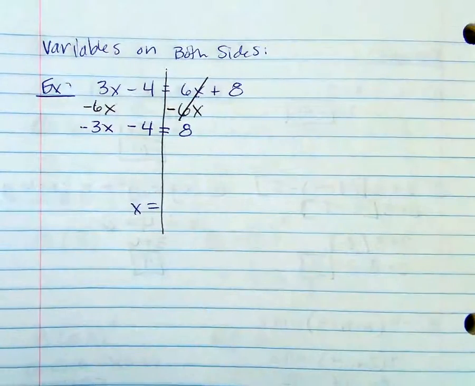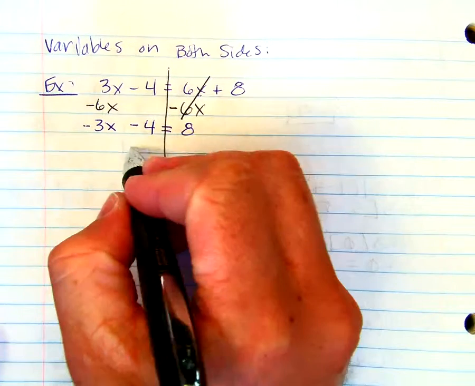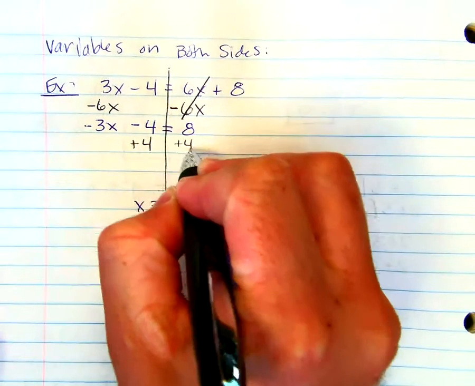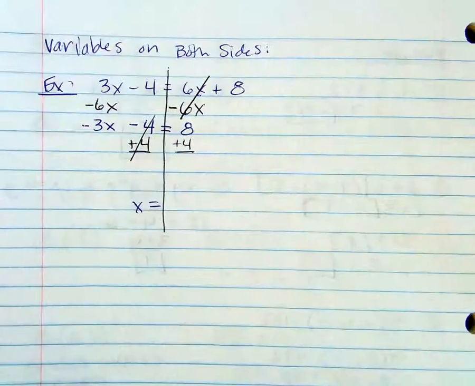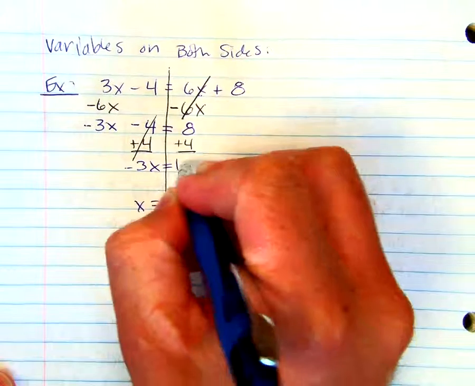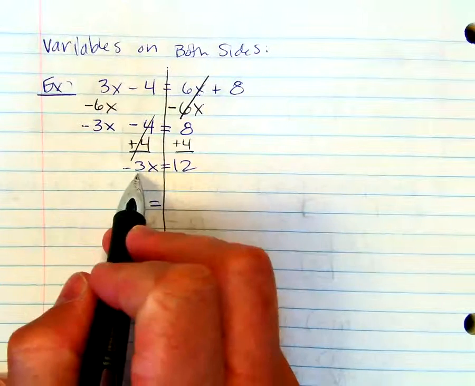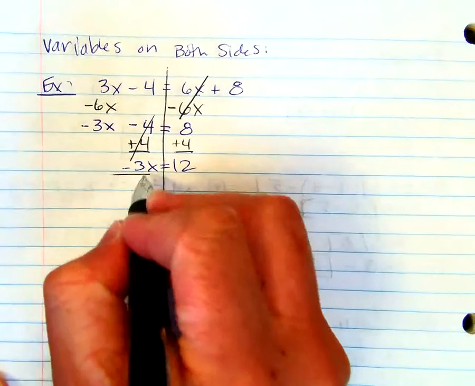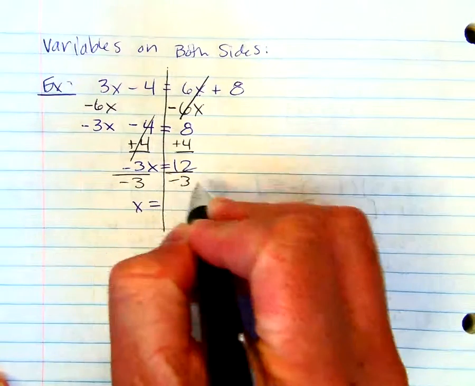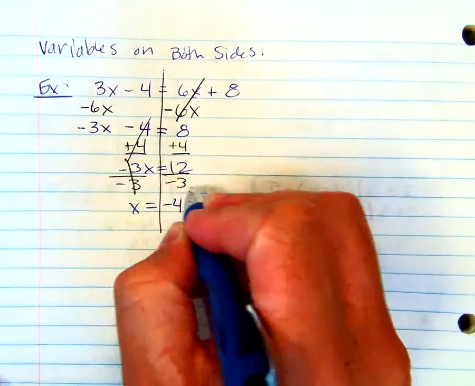And now, as with everything we saw yesterday, it has turned into a two-step equation. The rest of this problem should be very familiar to us. Instead of minus 4, we will add 4 to get rid of our constant. So negative 3x equals 12. Instead of negative 3 times x, we will divide by negative 3 to cancel our coefficient. And we get that x equals negative 4.